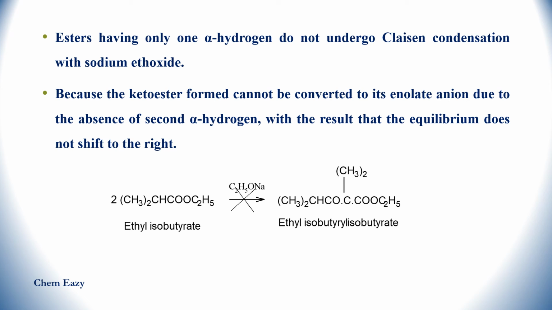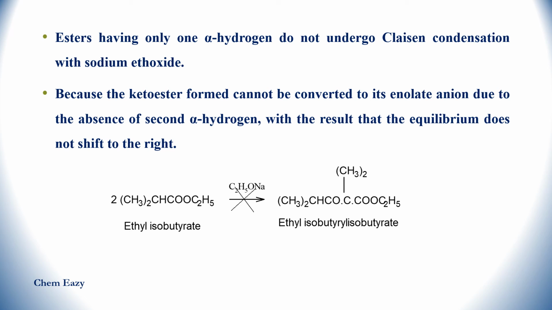Suppose the ester has only one alpha hydrogen atom, and the beta keto ester is produced from this ester, then what will happen? The beta keto ester will not contain any alpha hydrogen atom. It means the ethoxide ion cannot abstract a proton from that beta keto ester, and there is no formation of resonance stabilized enolate anion.